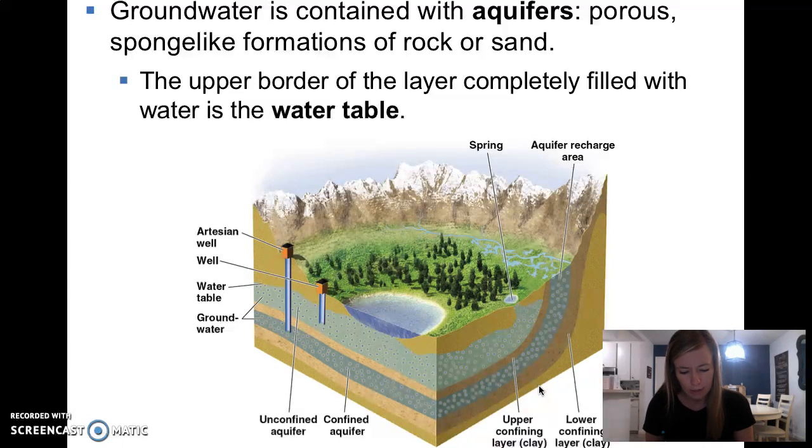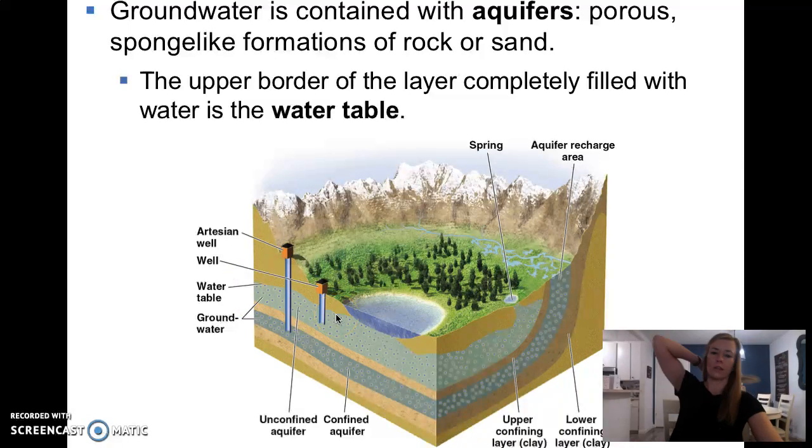So this diagram here shows where the groundwater is. The upper layers right here contain pore spaces partly filled with water, so it's a little filled, not entirely. Down here, in the lower layers, it's almost entirely filled with water. The barrier between where it's entirely filled with water and where it's not is called the water table. So you can see it labeled right there.